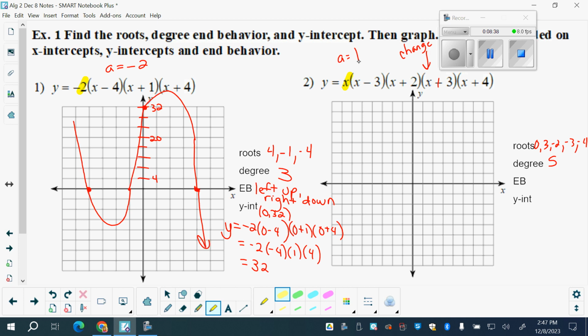So what's my end behavior? Left down, right up. Questions on that? Because that seems to be a key to drawing it, and it seems to be where some students are getting stuck. Okay, so I'm going to go ahead and graph those points.